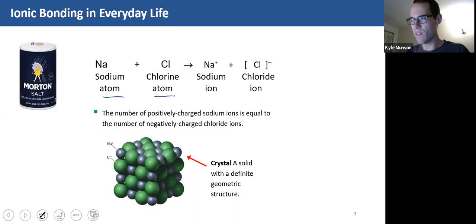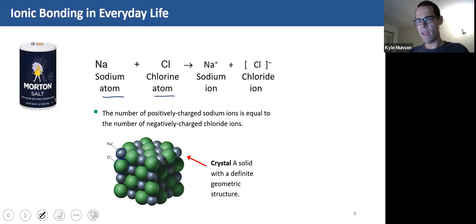So this crystal here, it's shown here. Sodium ions are kind of in gray, chloride ions are in green. So the crystal is a solid with a well-defined geometric structure. That's the definition of a crystal.